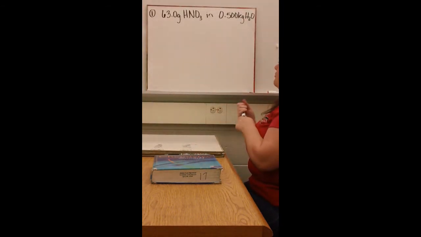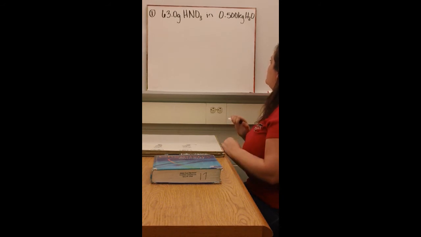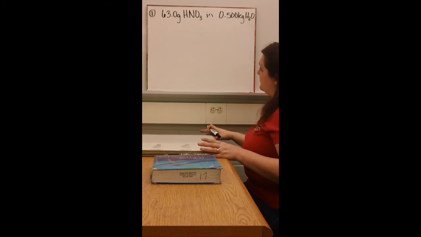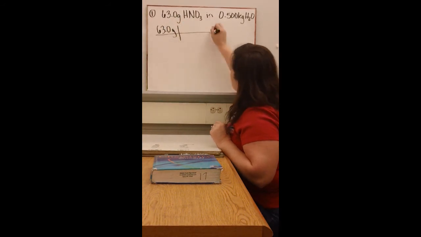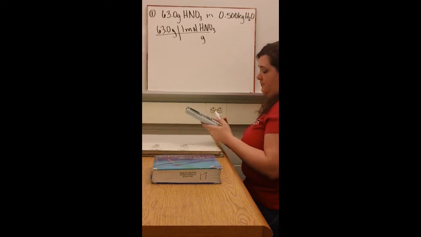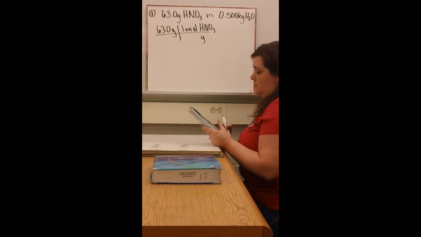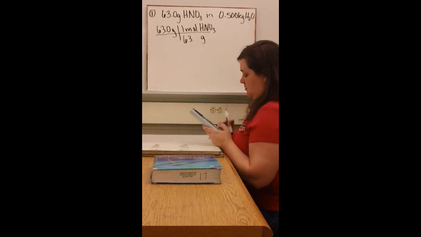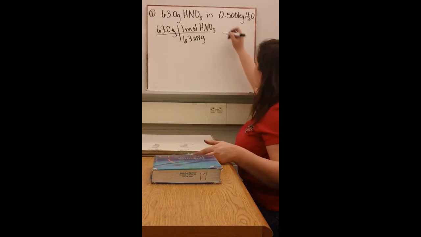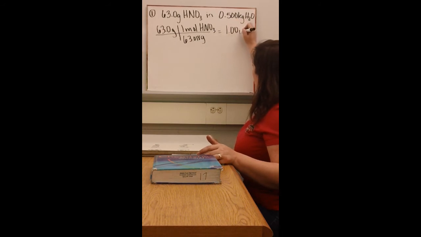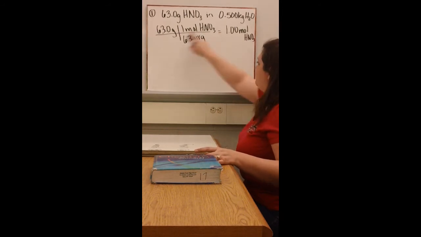Number 1, we have 63 grams of HNO3 and 0.500 kilograms of water. So our first step is going to be to convert our solute to moles. And so 1 mole of HNO3 has a mass of 63.018. And so when we divide that, we get 1.00 moles of HNO3. Again, I'm giving 3 significant figures because I started with 3 in the problem.